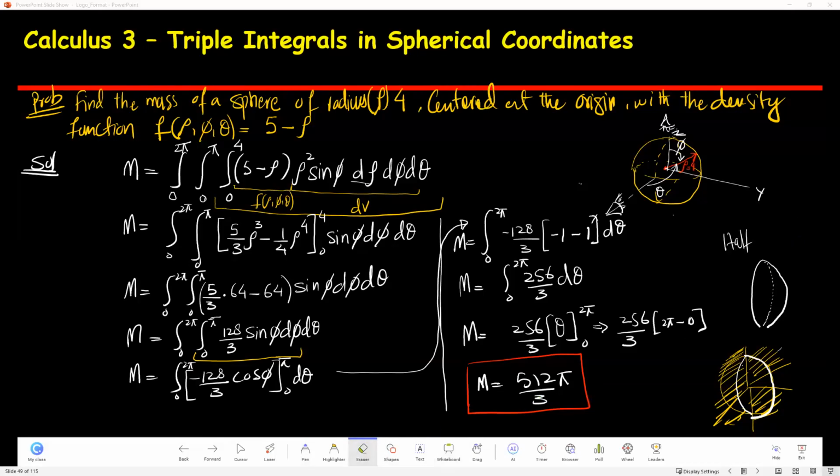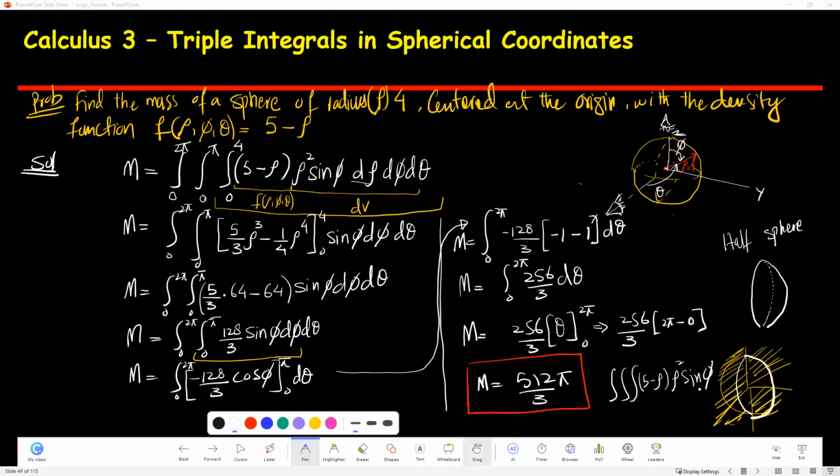And when you take the half sphere, if you don't want to do this problem again, how are we going to write this expression? Maybe you can do it for your own practice. 1, 2, 3, rho 5 minus rho, then rho squared sine phi, and then d rho d phi d theta.